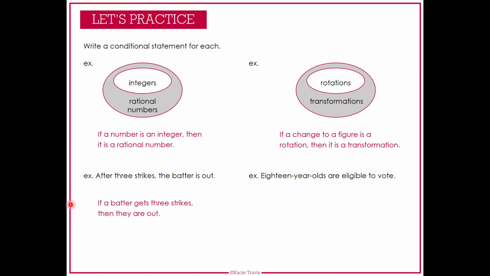All right, next one we got: 18-year-olds are eligible to vote. So our if is talking about people being 18. Our then, it's what they can do. They can vote. So if a person is 18 years old, then they're eligible to vote. If, followed by the then. Easy peasy, lemon squeezy.